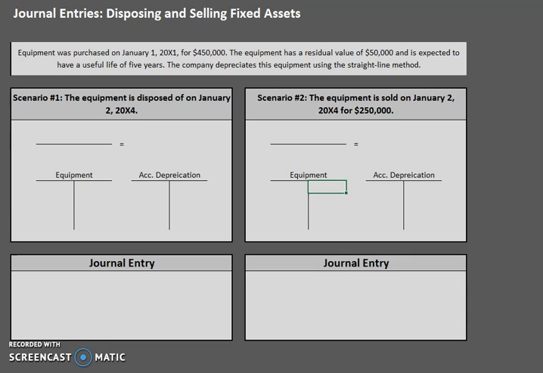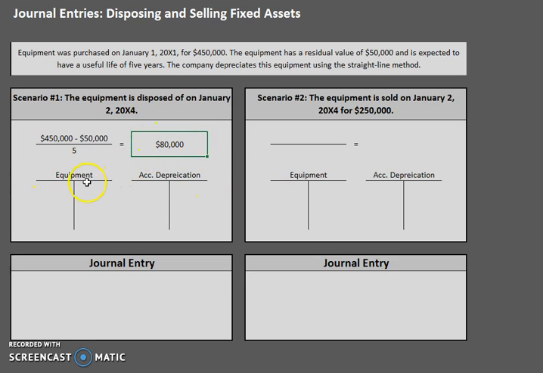In order to sell it, we need to know a couple things. One, we need to know the balance in the equipment account that we're selling, as well as the balance in its related accumulated depreciation account. Just to start off with, let's review straight line. The formula for straight line is cost, in this case $450,000, minus residual value, $50,000, divided by its useful life of 5 years. So each year we depreciated this piece of equipment for $80,000.